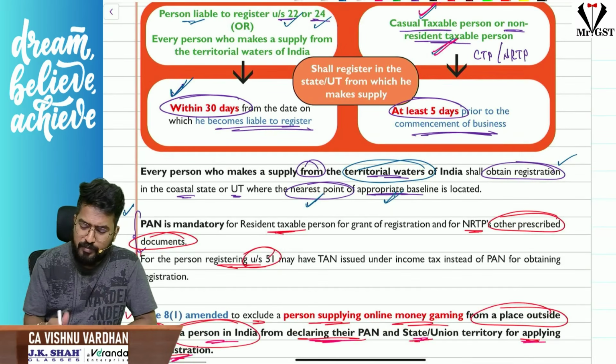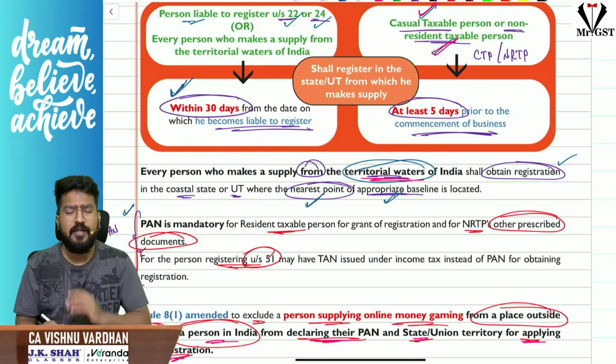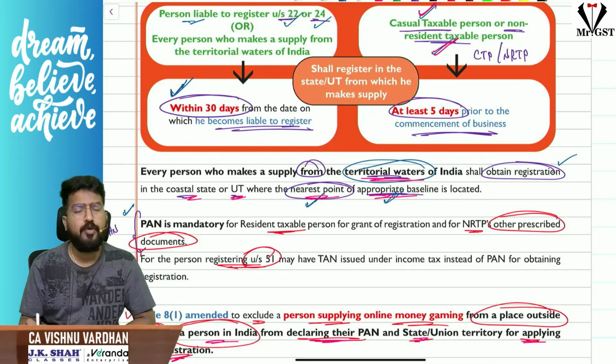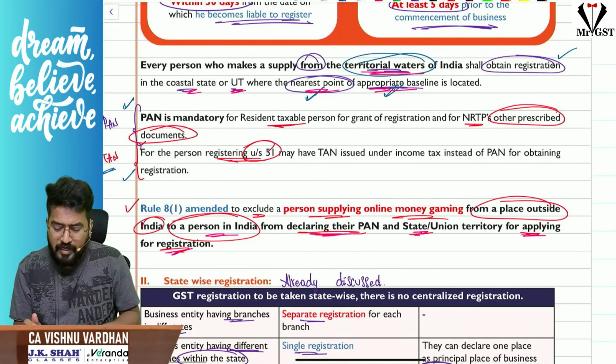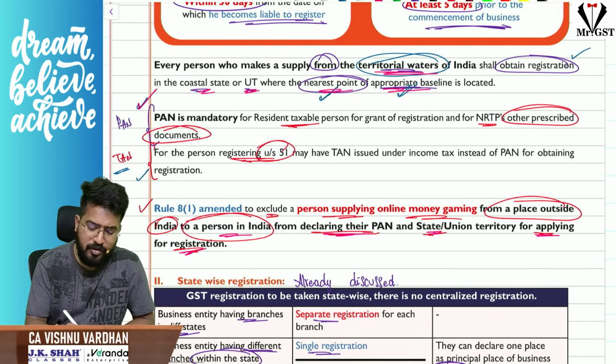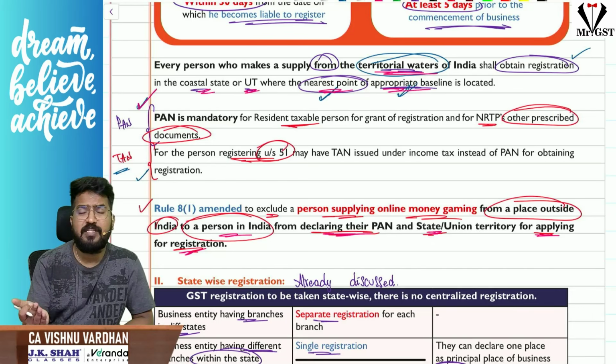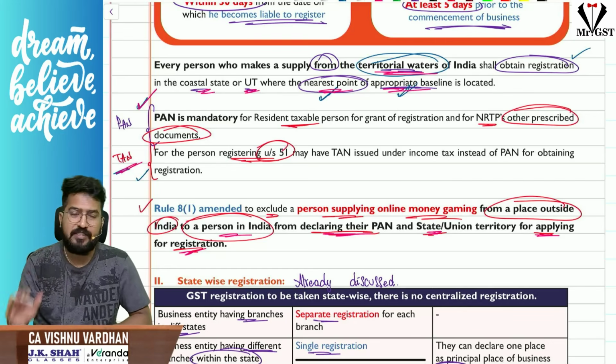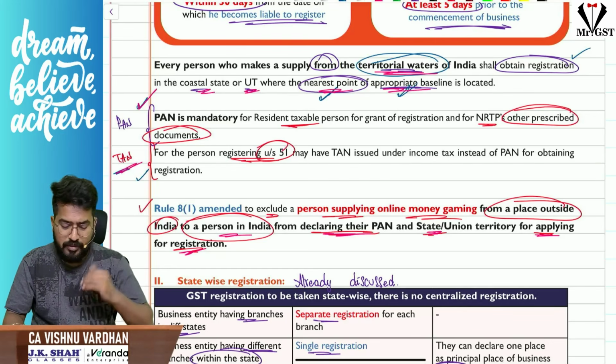Sir, if you are doing supplies from territorial waters, then take the registration from the state or union territory which is nearest to the appropriate baseline. Simple. And while taking registration, PAN is the basic document which is mandatory. And if you are applying for registration to comply with section 51 provisions, PAN is the document which is necessary for you. With that, you can proceed. Okay, so that is the point.